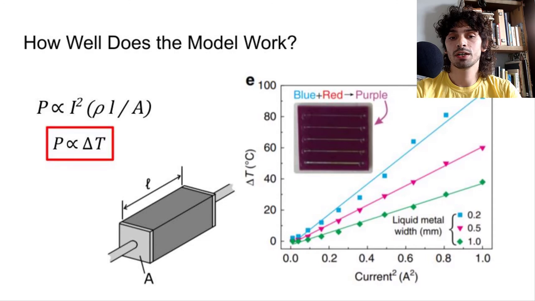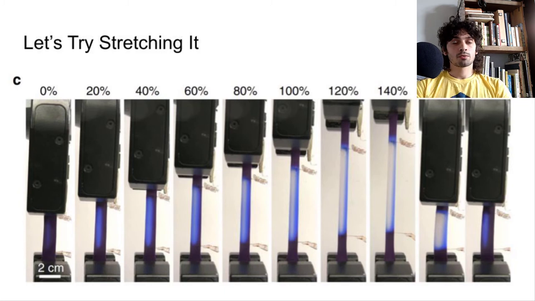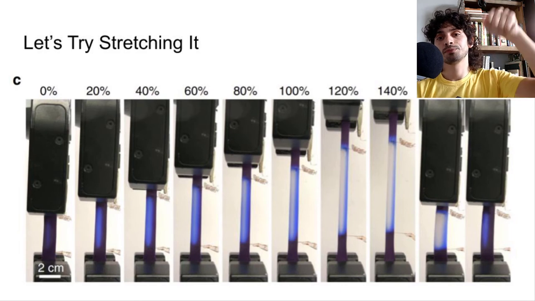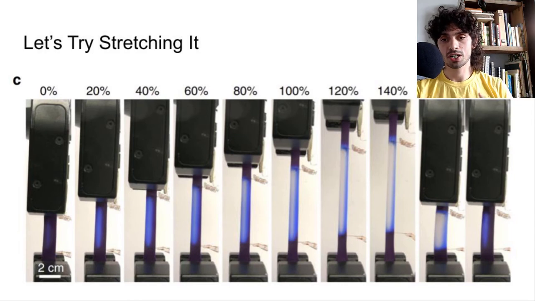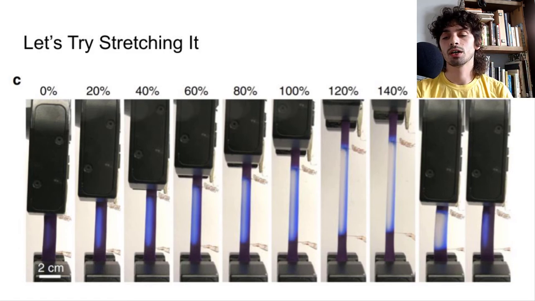Okay, so this looks pretty good. Let's run some more experiments, some more tests. If we make this sort of rectangular, stretchable material thing with a vein running through it, and we put it between two clamps and we stretch it, we can see through this color change here that current is still running through this guy, even at, I think they go to 140% increase in length. They bring it back to its original length, and it seems to work pretty well. It doesn't break down at any point. So it looks like a pretty nice stretchable electronic device.